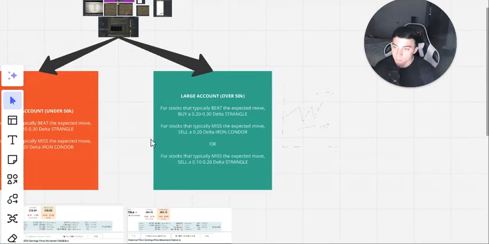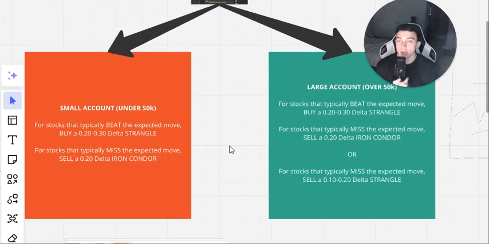So in reality, if we want to summarize, the first thing we want to look at is, does the stock beat or miss the expected move on average over time? If it does, we pay out a debit to buy a 20 to 30 delta strangle, expecting a large move in either direction. Or in the case that it misses the expected move more often than not, we want to be a net seller and either sell to open an iron condor, which has the ceiling and the floor that we predict the stock is going to stay between because we're expecting a lesser move than predicted.